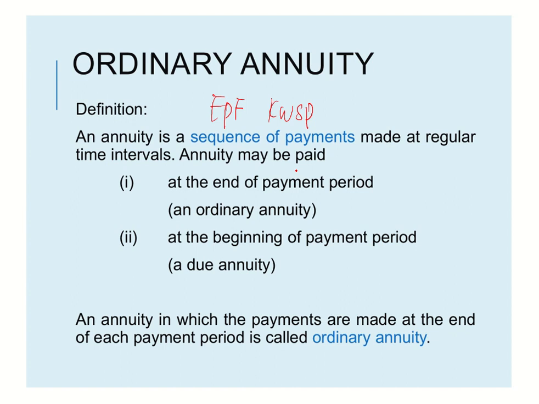Now the annuity may be paid at the end of the payment period, we call that an ordinary annuity. Or at the beginning of the payment period, we call that a due annuity. In our discussion here, we are going to focus on the ordinary annuity. So an annuity in which the payments are made at the end of each payment period is called the ordinary annuity.